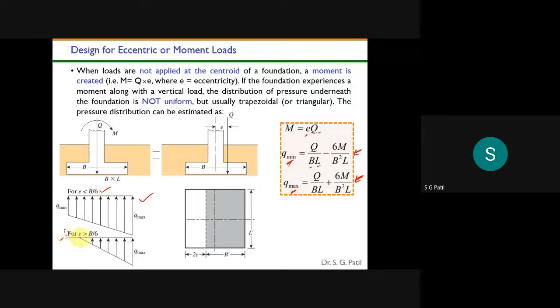Negative stresses mean that this part of the footing is lifted off. So this part will lose contact with the soil. That means this contact will be lost. This is a very dangerous situation, so these situations should be avoided. What you have to do is redesign everything and then check whether you are getting any negative stresses here.